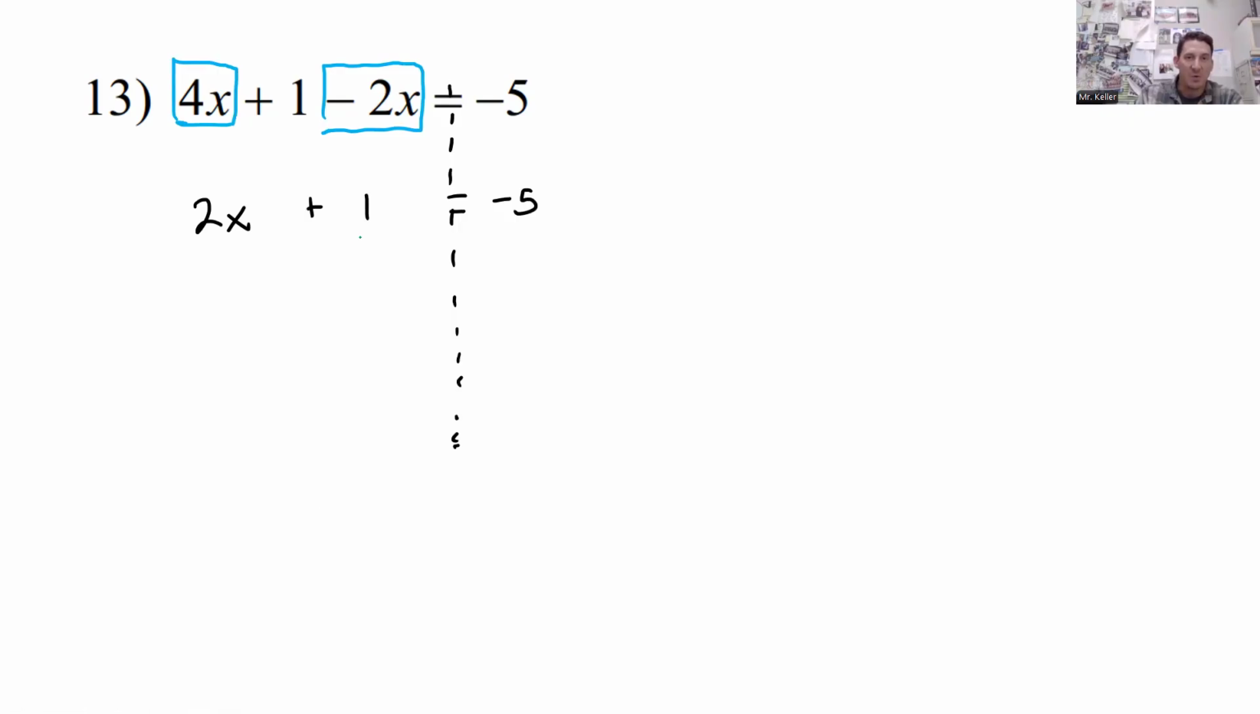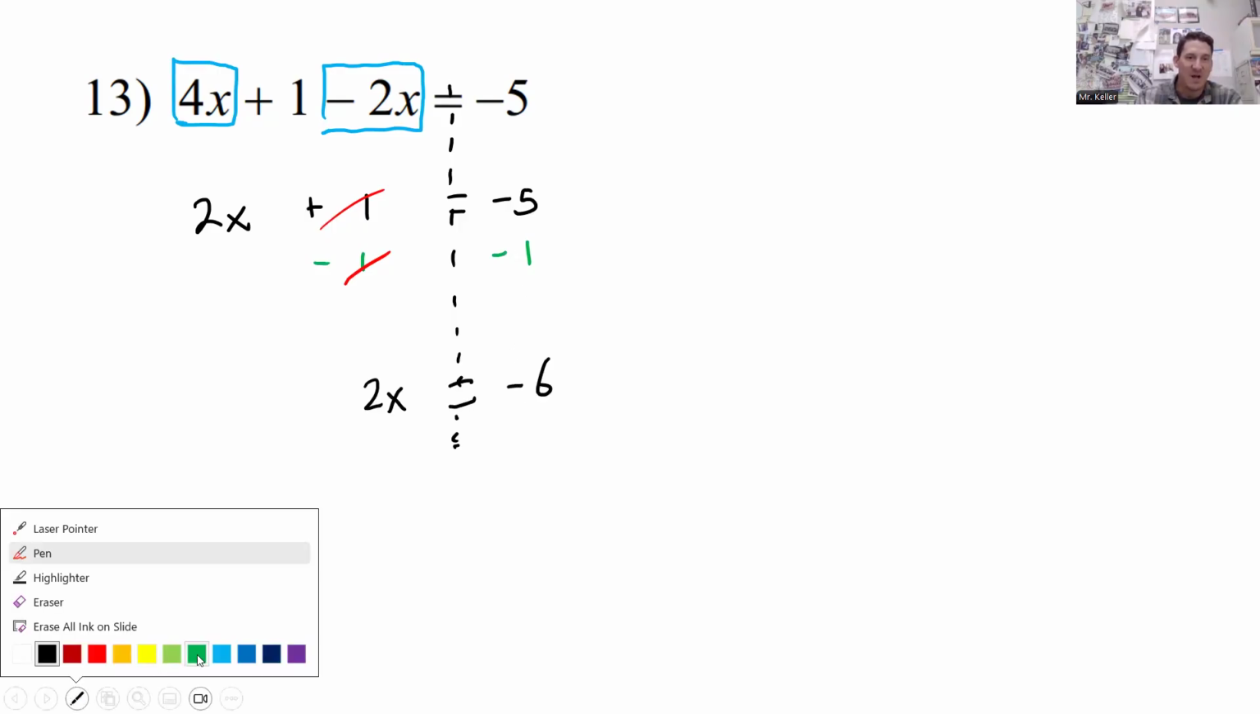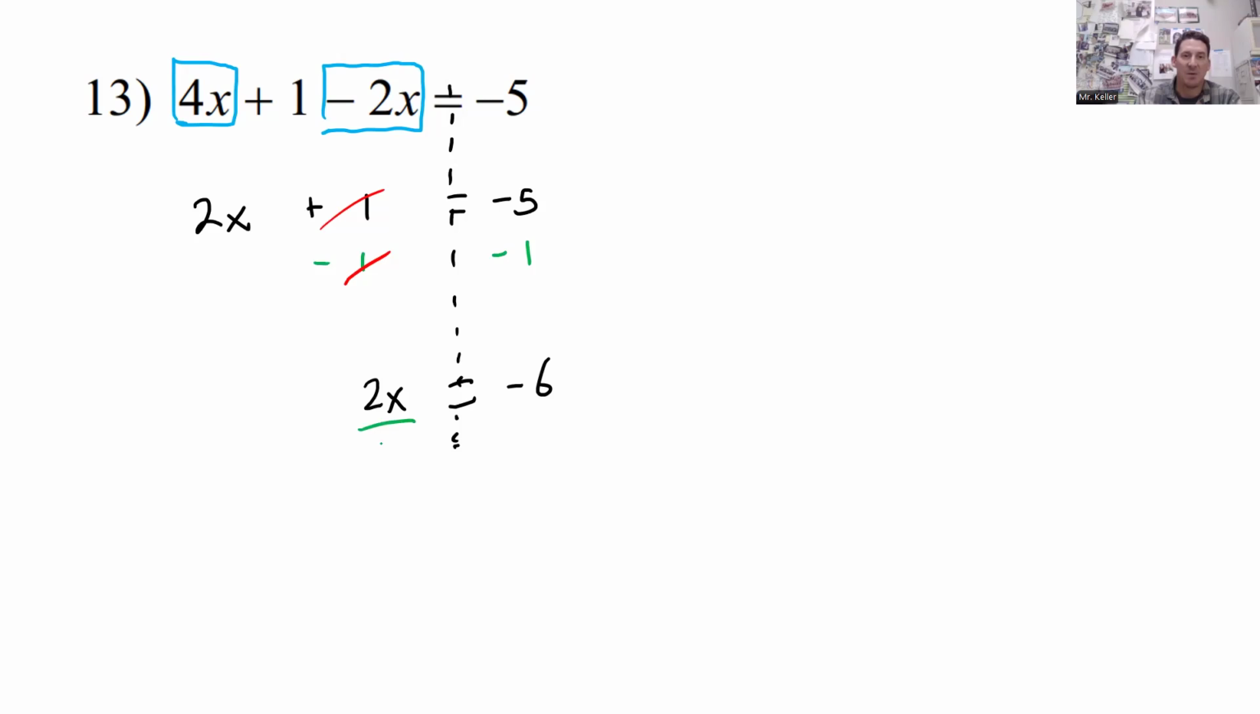From here, I'm going to subtract 1 from both sides. Plus 1 minus 1 cancels out. You get 2x is equal to negative 5 minus 1 is negative 6. Finish solving. That is 2 times x. Opposite of multiplying by 2 is dividing by 2. Times 2 divided by 2 cancels out, and you get x is equal to negative 3.